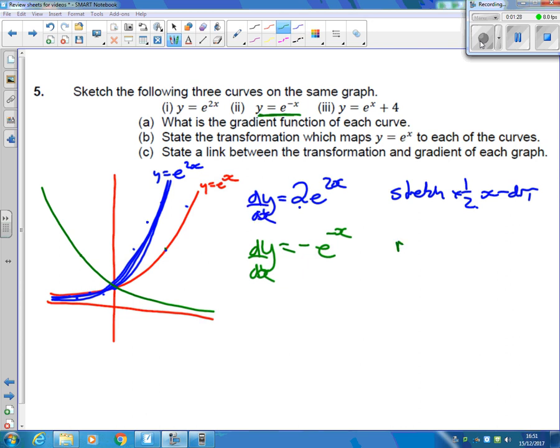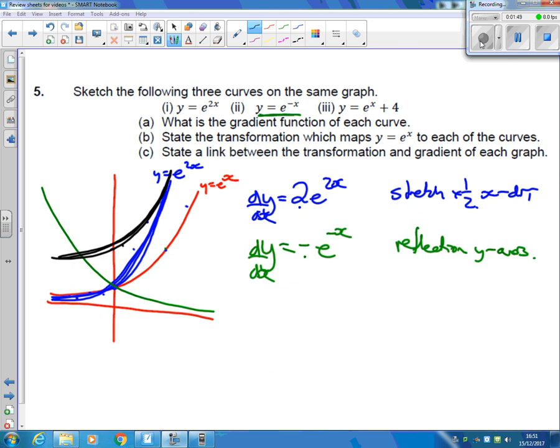This time here we've done a reflection in the y-axis. And the reflection in the y-axis has made the gradient negative. And the last one, what colour should we do that one in? That one's going to be in black. So we've got e to the x add 4, so it's that red one. We're moving it up 4 places like that.